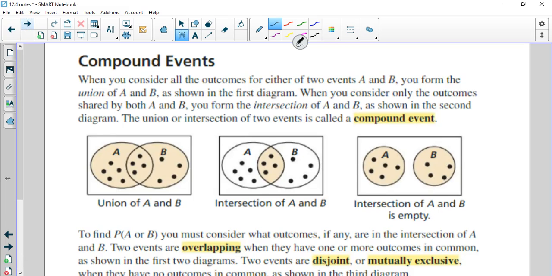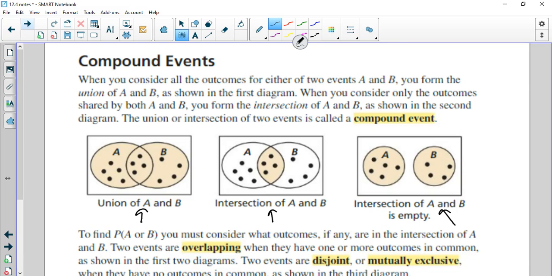Moving on. Now we have the concept of compound events. Compound means more than one. So when you consider all the outcomes for either of two events, A and B, you form the union of A and B, shown here. When you consider only the outcomes shared by both A and B, that's the intersection. The union or intersection of two events is called a compound event. And if there is no overlap, that means the intersection is empty.